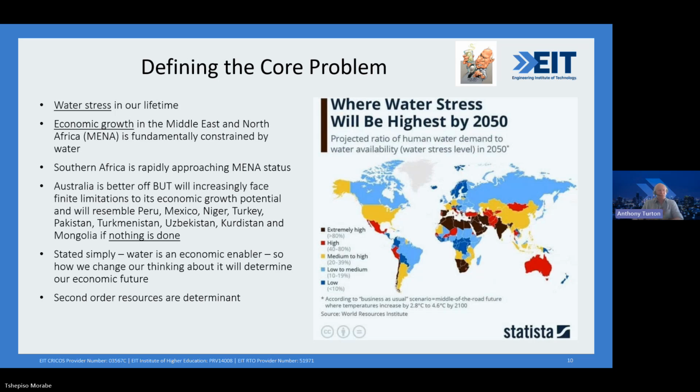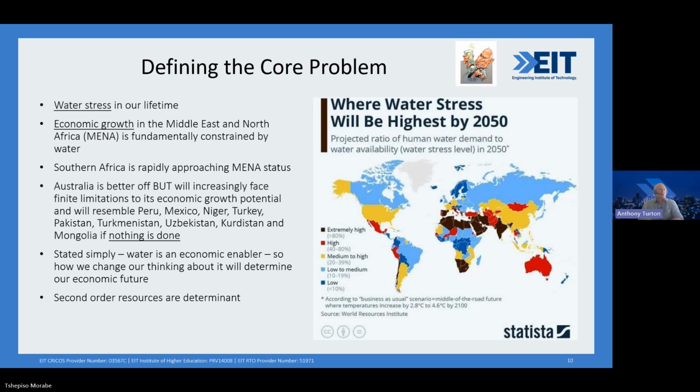But if you look further now, you start seeing other interesting phenomena. So I'm currently talking to you from Australia, and you'll see that Australia has high water stress, but Australia is very similar to other parts of the world. So let's expand on that now. Economic growth in the Middle East and North Africa is fundamentally constrained by water. I mentioned earlier on that I'm doing a lot of work in the Middle East at the moment. The Middle East is an oil-based economy that's constrained by water. And that's no different to Australia. That's, for example, a minerals-based economy constrained by water. So there are similarities if you think about this differently.